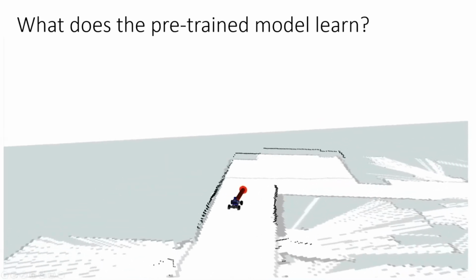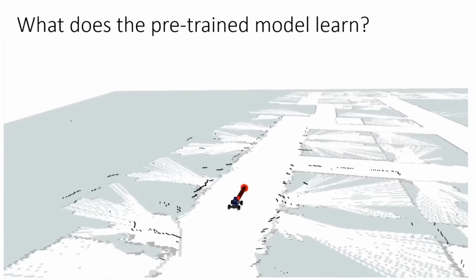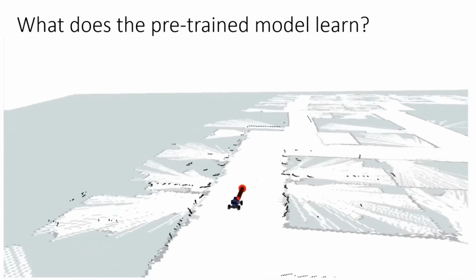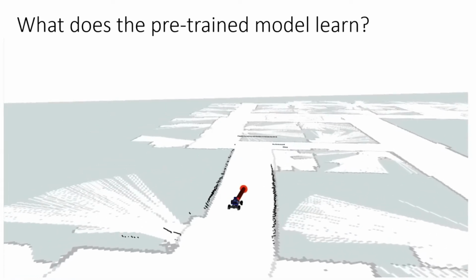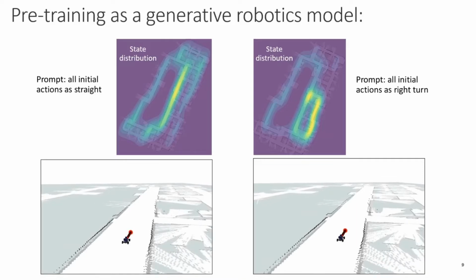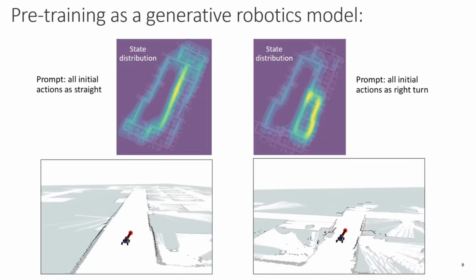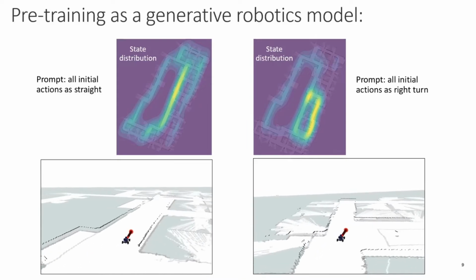Similarly to how a large language model like GPT-3 operates, this autoregressively trained causal transformer learns to output reasonable sequences of actions for a robot. Here you can see that even though this robot has no notion of a goal state, it's just trying to navigate safely through the hallways, taking reasonable actions. We can also view this pre-trained transformer as a generative model for robotics, where by using different prompting sequences, we will see different output distributions of states and actions in the robot.